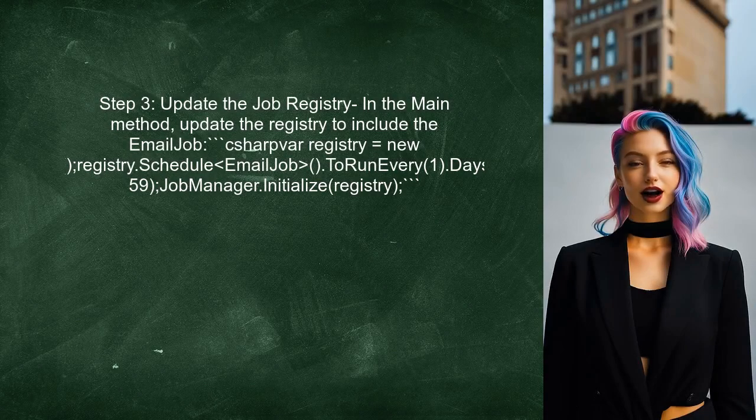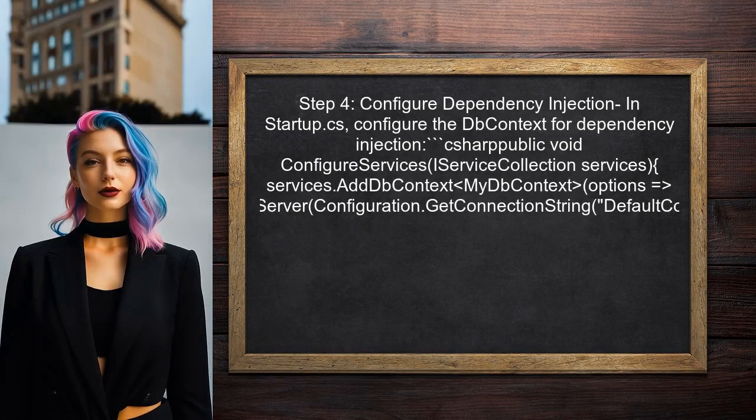Now, the user should update the registry in the main method to include the new job. This will ensure that the job runs at the specified interval. Finally, the user should ensure that the Entity Framework context is properly configured for dependency injection. This allows the email job to access the database.